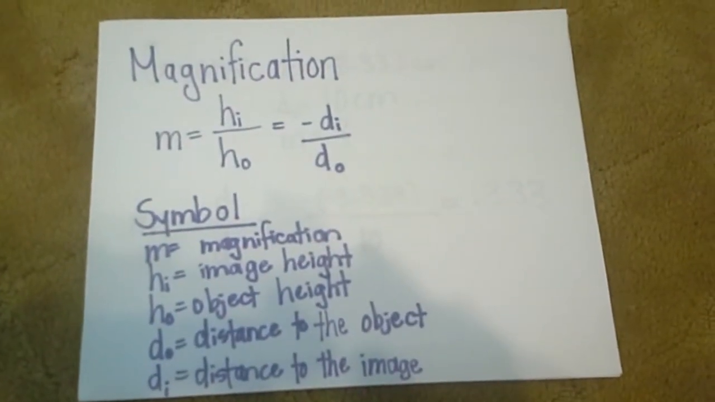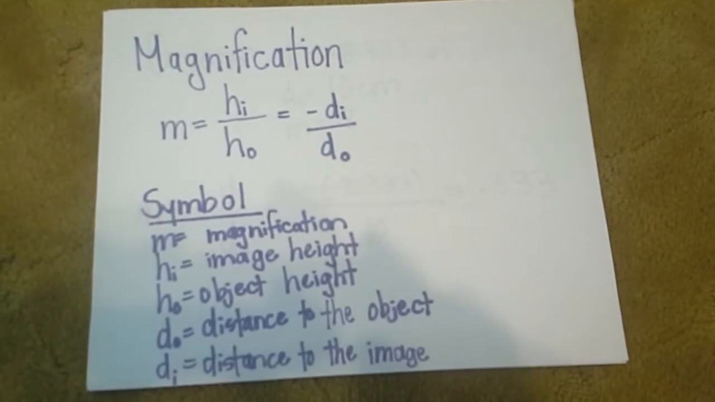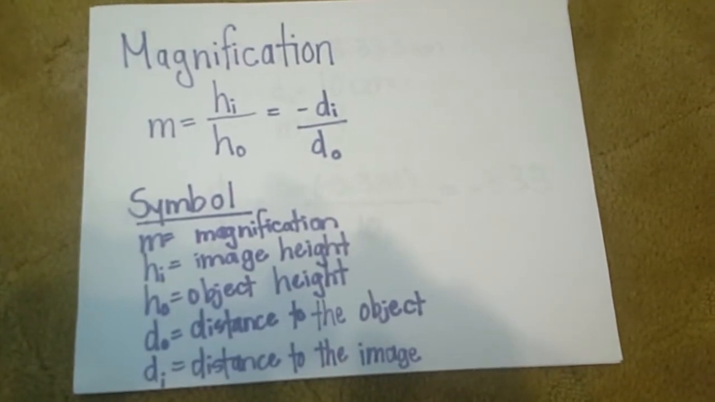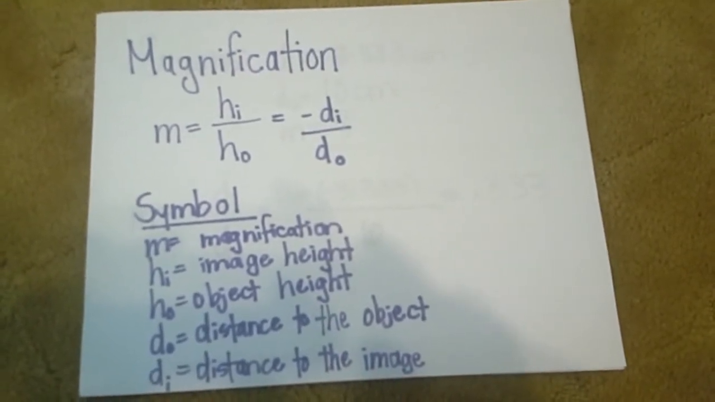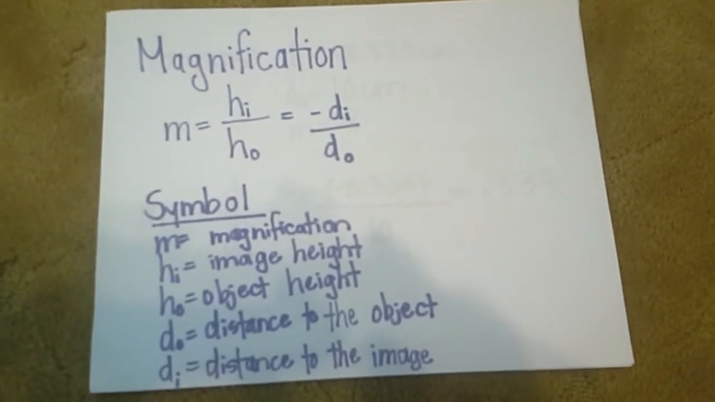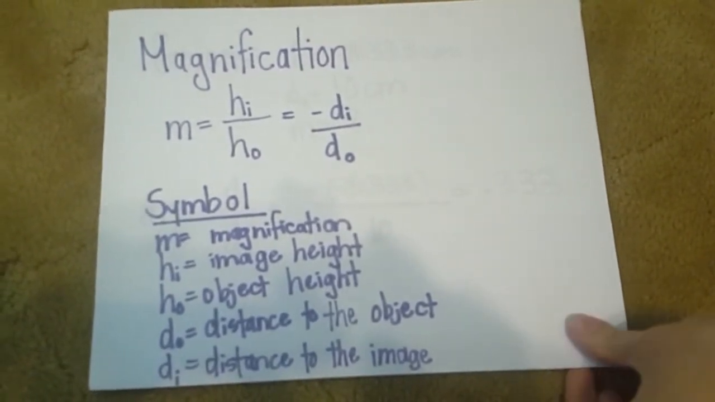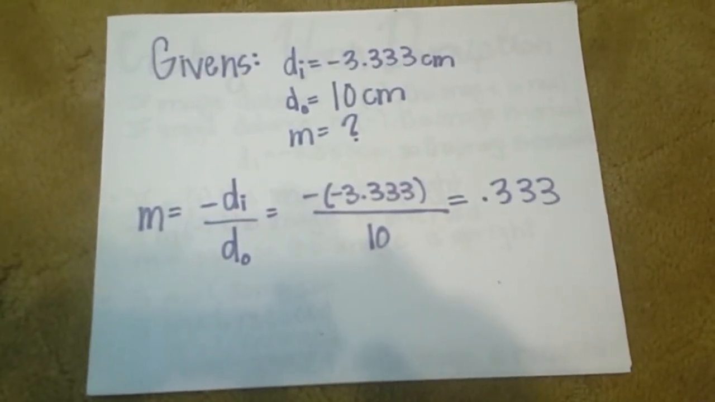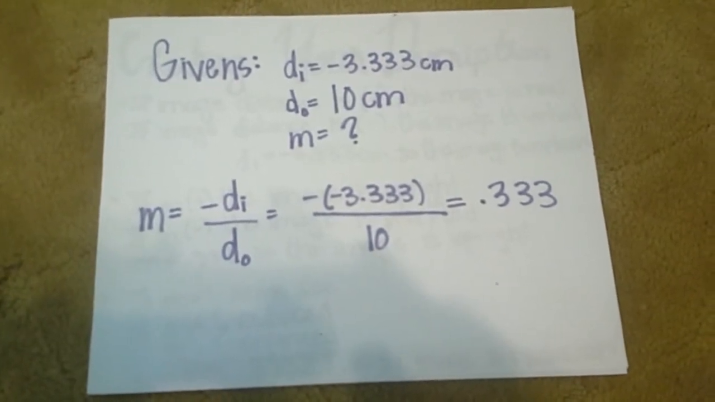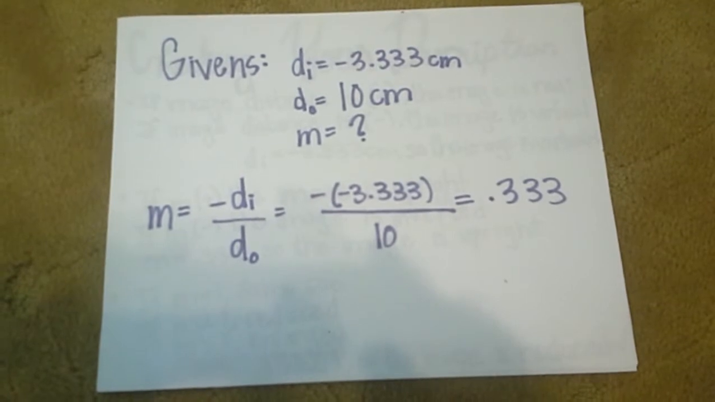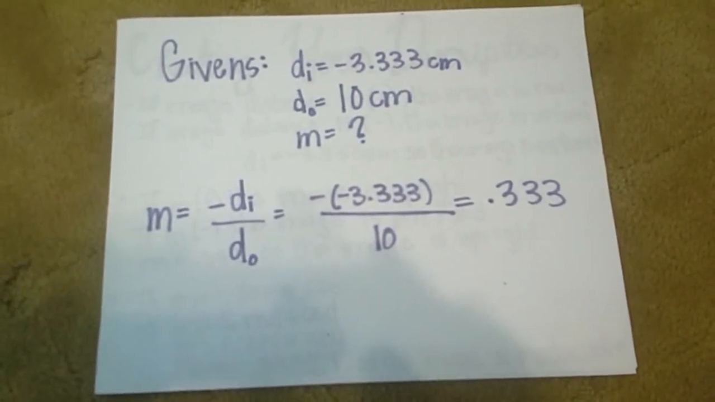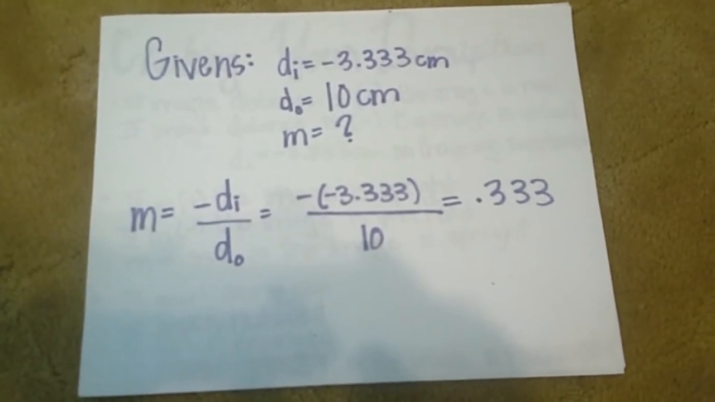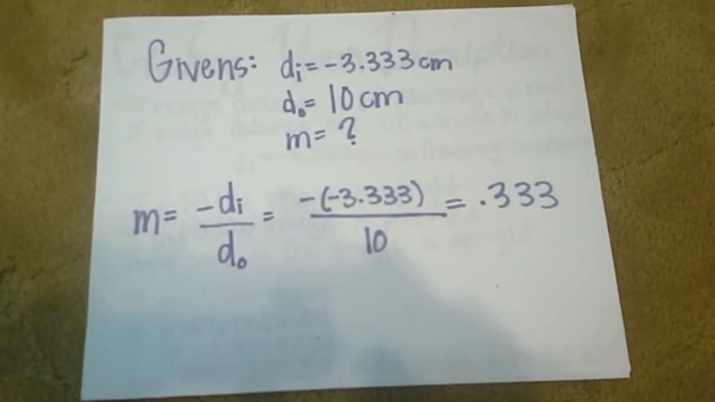The last part of the problem requires you to find the magnification. The formula for magnification is m equals hi/ho, or m equals -di/do. Since we have di and do, we'll use m equals -di/do. Using m equals -di/do, plug in -3.333 for di and 10 for do. Since the negatives cancel each other out, you're left with m equals 3.333/10, which equals 1/3. Magnification has no unit.